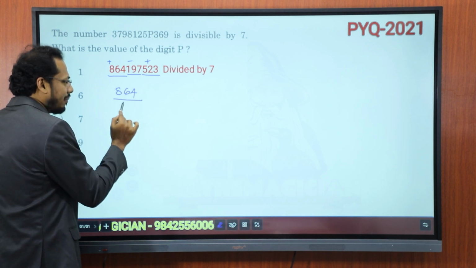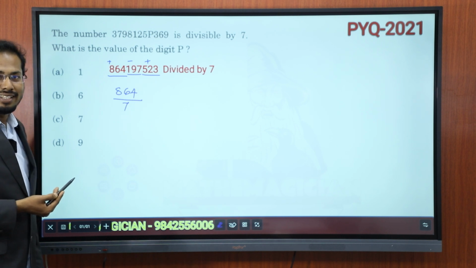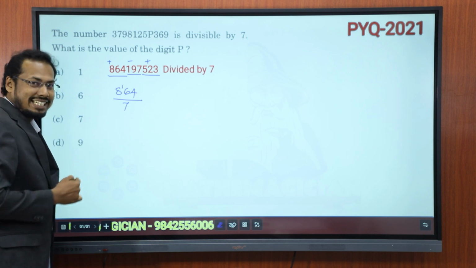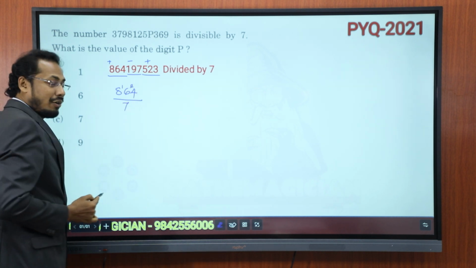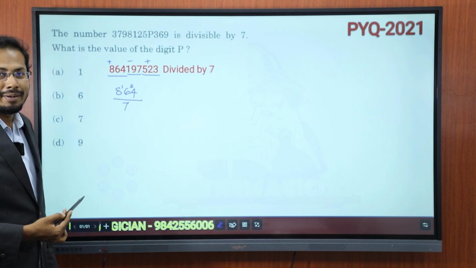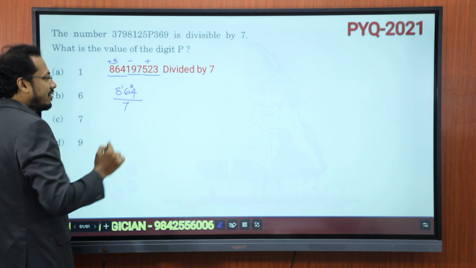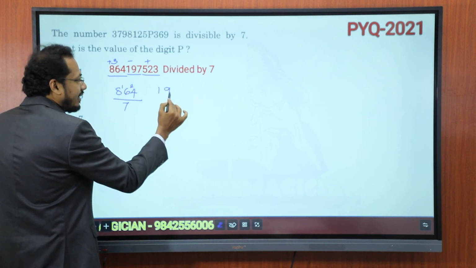864 divided by 7. This is not that difficult for us to get a remainder. 8 has 1 seven, remainder is 1. 16, 7 into 2 is 14, remainder is 2. 24, 7 into 3 is 21, remainder is 3. So here I am going to write 3. Next number is 197.